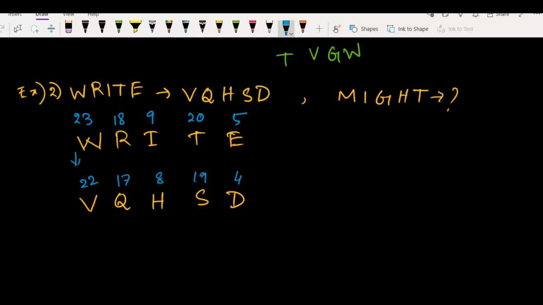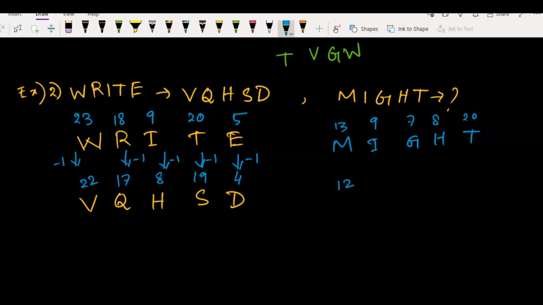So here clearly you can see this is the question of forward pattern. We are going to -1. So we get a sequence -1, and so on. So now find for might. So M is 13, I is 9, G is 7, H is 8, and T is 20, and they will go to -1. That means 12, then 8, then 6, then 7, and then 19. So we get 12 means L, then H, F, G, and S. So this is the answer.